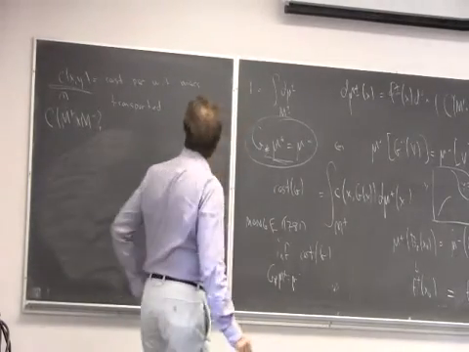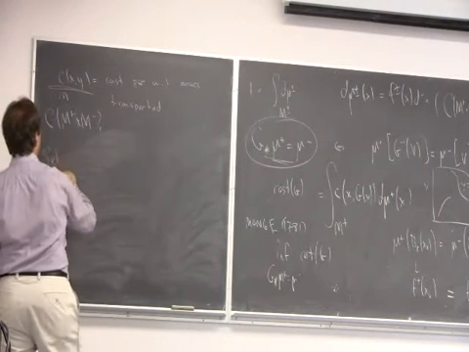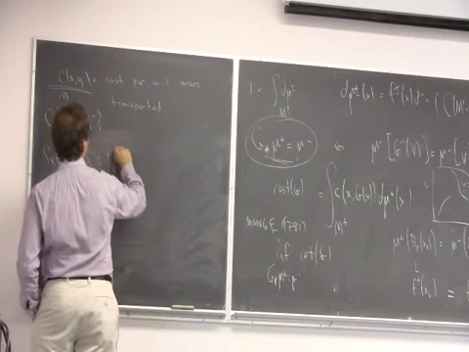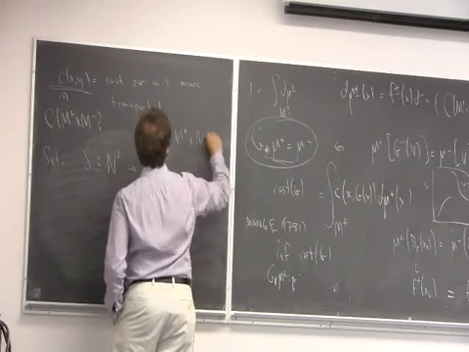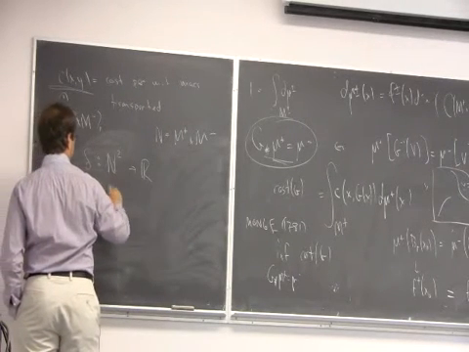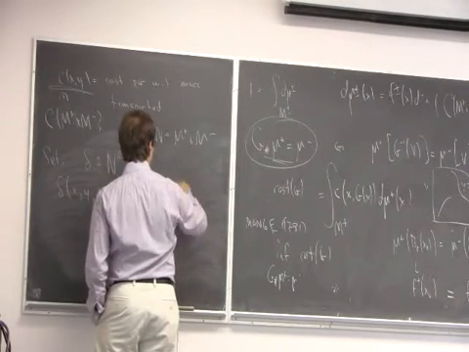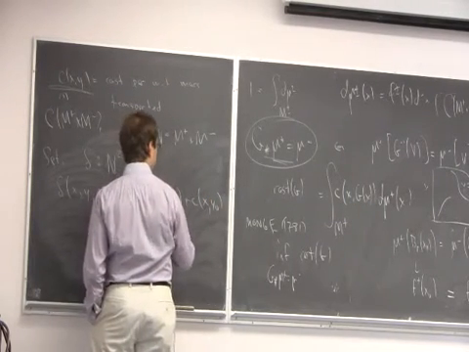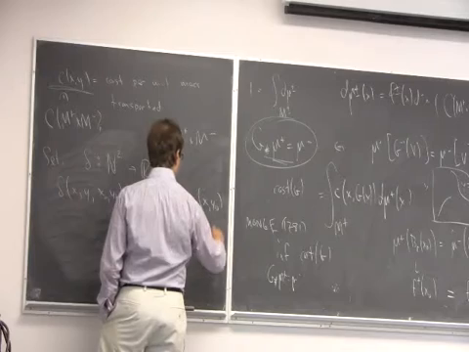So let's see. Let me first set, I want to define a function delta on N squared. N was the product space. And delta would be the following function: c of x naught y plus c of x y naught minus c of x y minus c of x naught y naught.